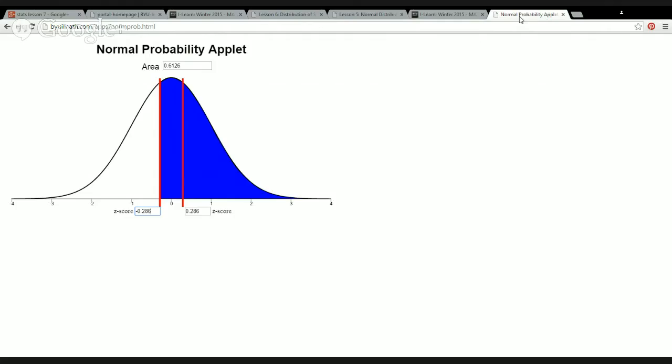I'm going to have to remember that. Just remember, the applet is called the normal probability applet. So if it's asking for probability, then you need to find your z-score, so then you can find the probability. Okay, right? Yeah.